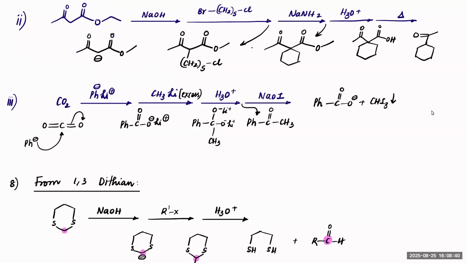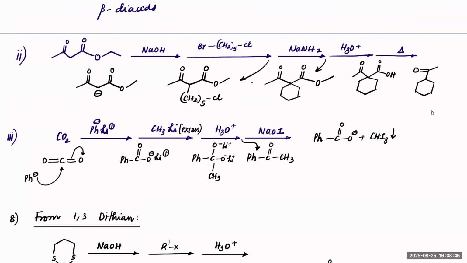Right. Check out the same thing. OH minus with H plus, a minus charge will come. Again, here there is one side bromine, one side chlorine. So first bromine will be released out.